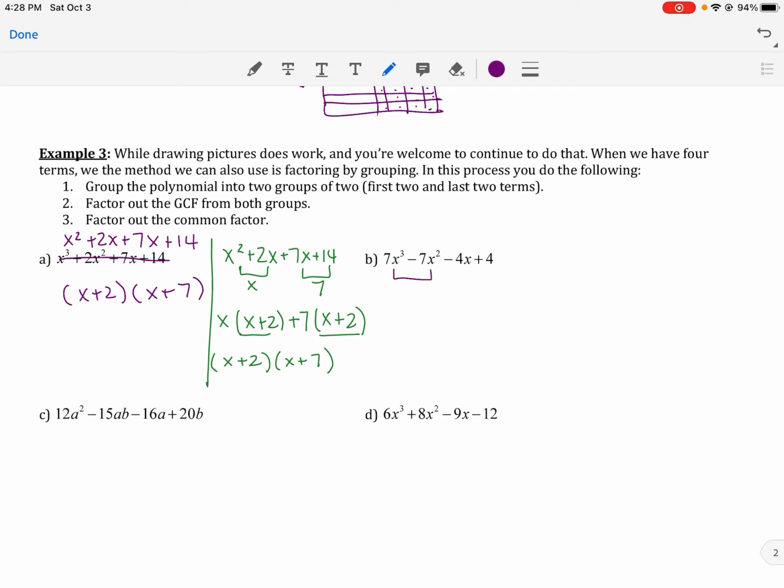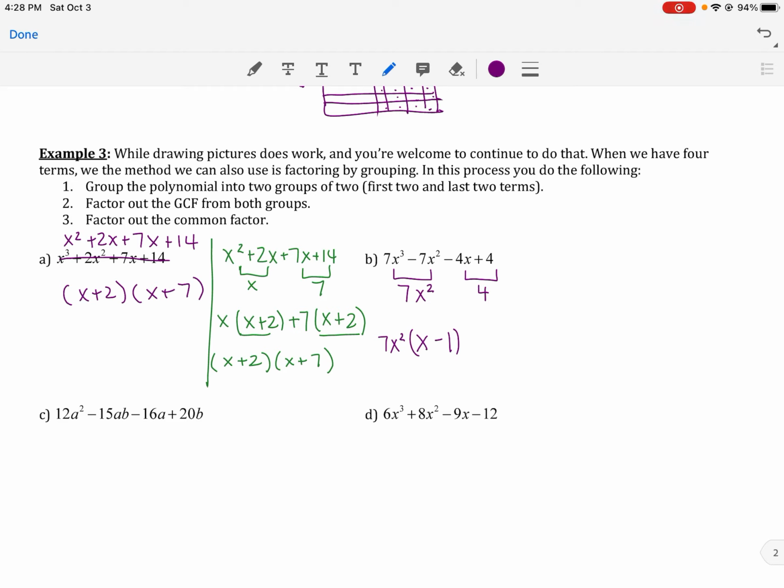So we're going to group these first two and these last two together. So we've got a 7x cubed and 7x squared. So they both have a 7, and I'm also going to take out the x squared. So 7 divided by 7 is 1. X cubed divided by x squared is x. 7 divided by 7 is 1. X squared divided by x squared is also 1. So x minus 1. We're going to write the 7x squared out front.